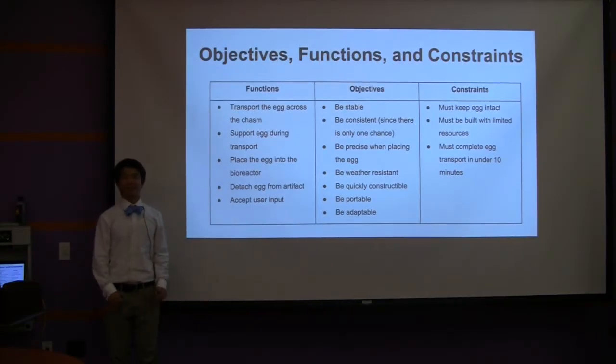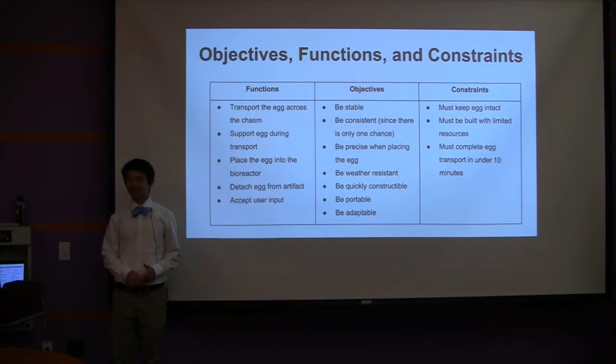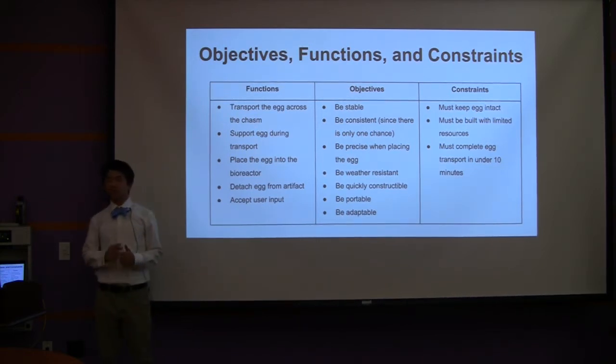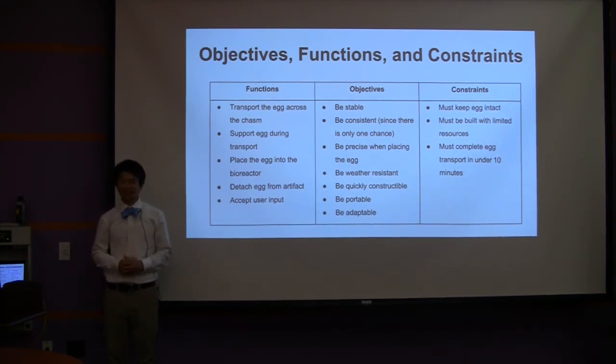Here's a table of our objectives, functions, and constraints. In our functions, we have transport the egg across the chasm, support egg during transport, place the egg into the bioreactor, detach egg from artifact, and accept user input. We felt that these were absolutely necessary for our artifact to work.